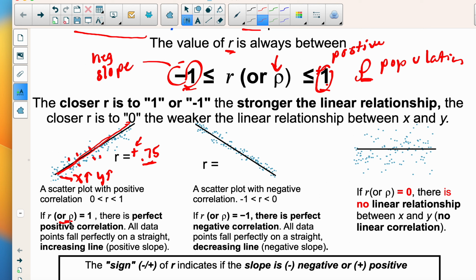But the same thing for rho. If all the data laid on that line, we would have a correlation of 1. So exactly as x changes, y changes. So think of rho and R as going together.